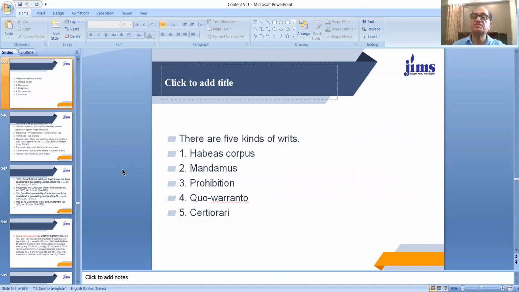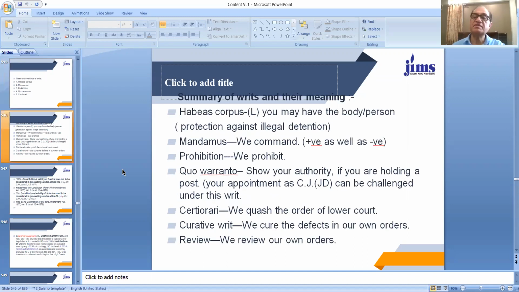There are 5 kinds of writs which we have already studied: habeas corpus, mandamus, prohibition, quo warranto, and certiorari. So if I may summarize the meaning of these 5 writs, habeas corpus, a Latin word, means you may have your body or person. This writ is a protection against illegal detention. Mandamus means we command. This command may be positive as well as negative, both. Prohibition, we prohibit. Quo warranto, show your authority.